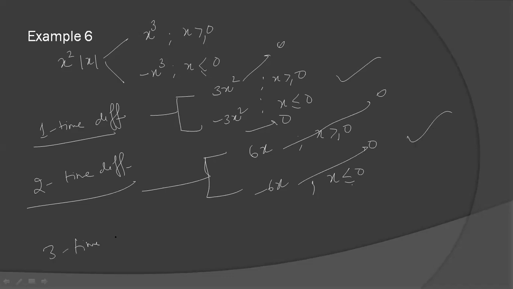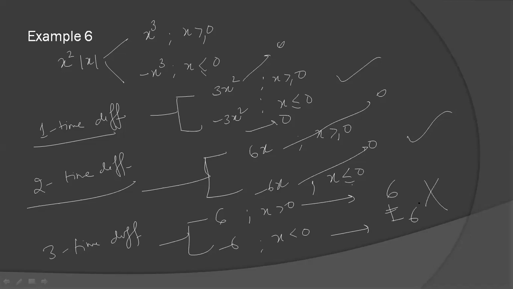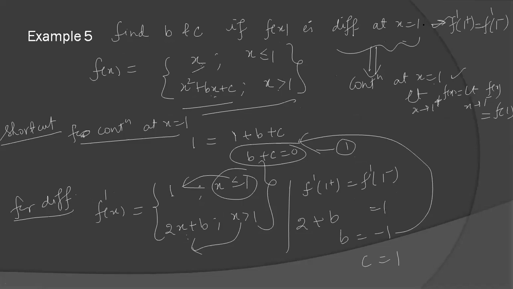What about third time differentiability? It will be 6 and minus 6. Now you cannot put the equality sign at 0, because for x greater than 0 the right hand derivative is 6 and the left hand derivative is minus 6. Both are not equal. So it is not third time differentiable. So for first time it is differentiable. It means c can be any real number in the previous question, any real number here.